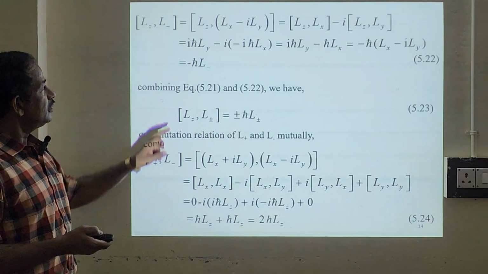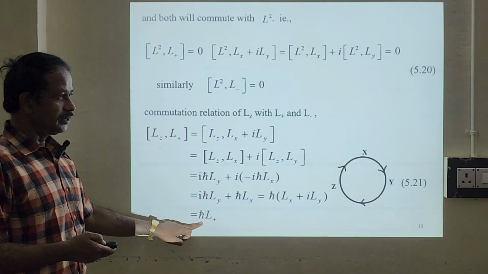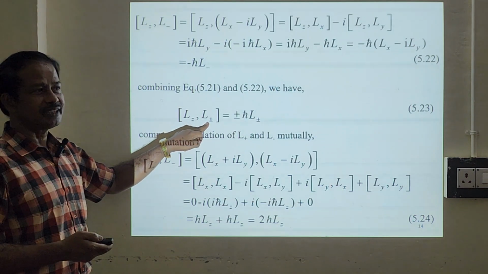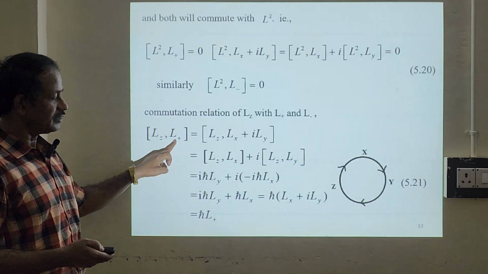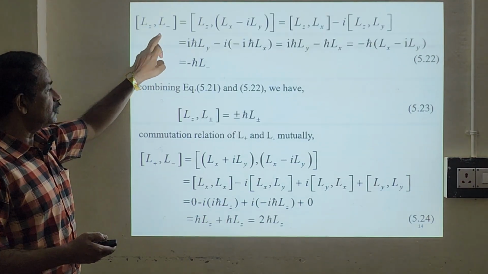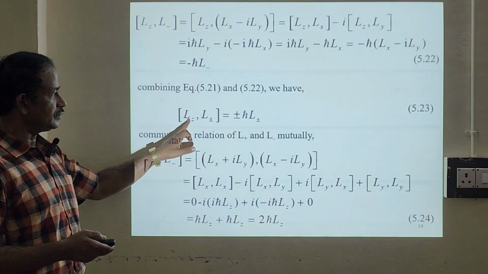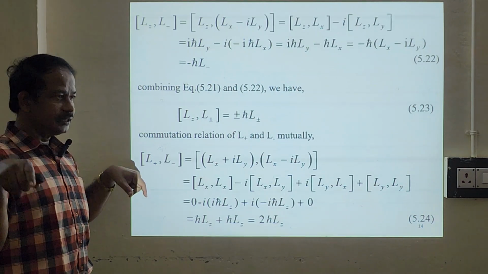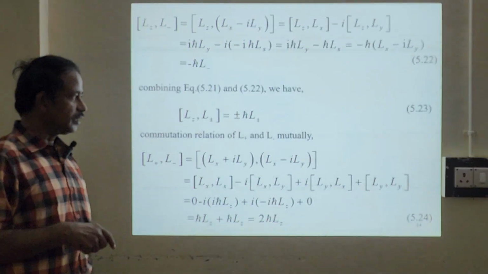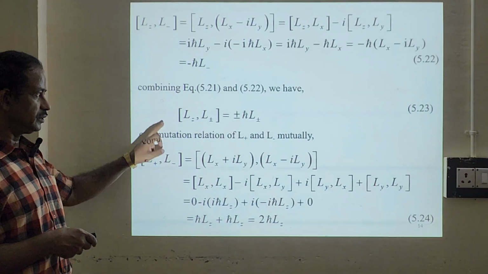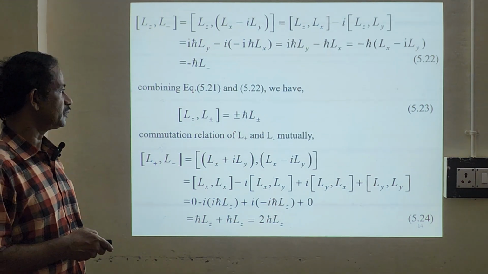Combining this one and this one, we can write these two equations as one equation: the commutator of Lz with L plus or minus gives plus or minus h bar L plus or minus. This is equation 5.23.